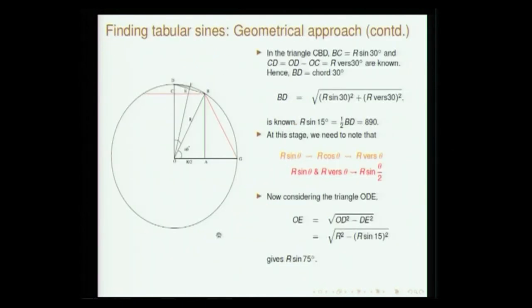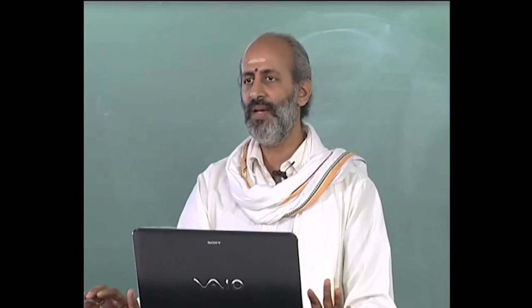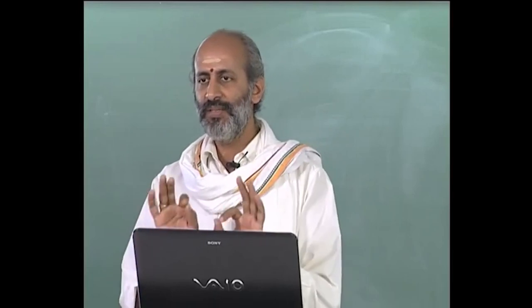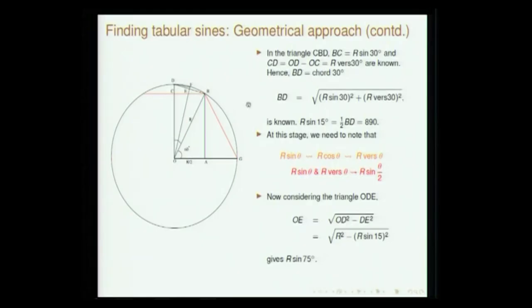To recapitulate what we did, this geometric approach essentially had a simple observation that the chord length of 1/6 of the circumference is going to be the radius. With this, the entire table was constructed. I told you that the radius is determined based on the value of pi which is given. Once that is known, 3438, then we know r sin 30.